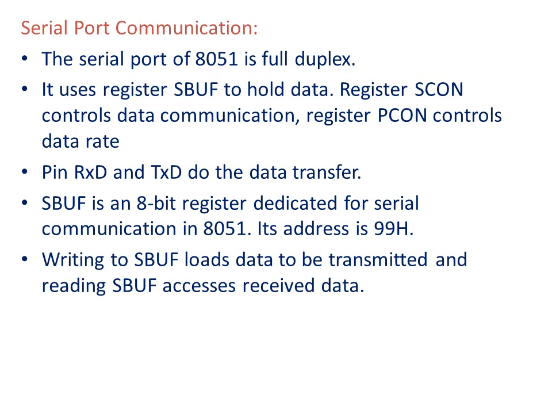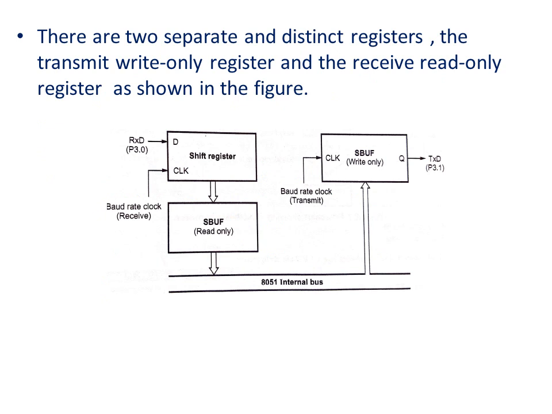That means if it is required to transmit any data through serial communication, we should copy it into SBUF, we should write it into SBUF register. Similarly, if we want to receive the serially communicated data, we should copy it from SBUF register. There are two separate and distinct registers: the transmit, that is write only register, and the receive, read only register. So that is shown in the figure.